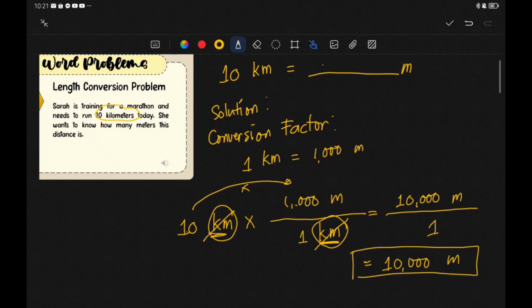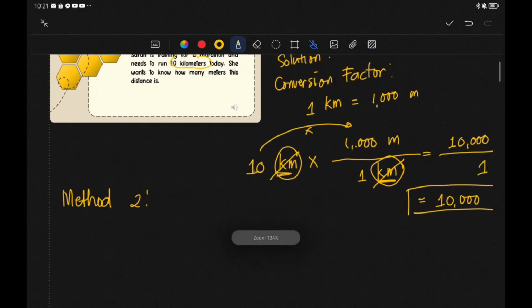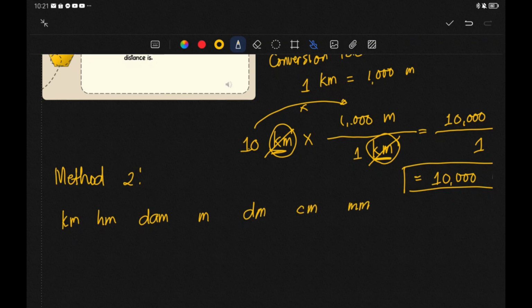This is our answer. Now, for method 2, we are going to use the table, or we are going to move the decimal point. So we have here kilometer, hectometer, decameter, meter, decimeter, centimeter, and millimeter. So we have here the given, 10 km going to meters, going here.